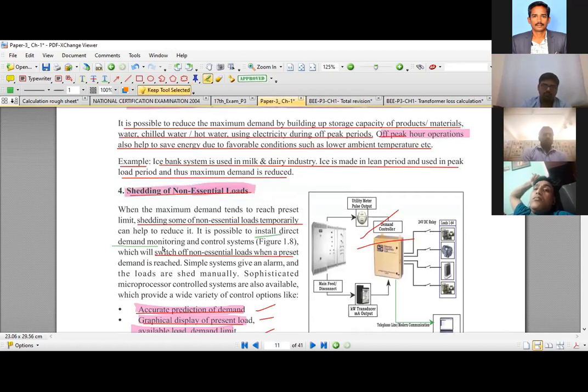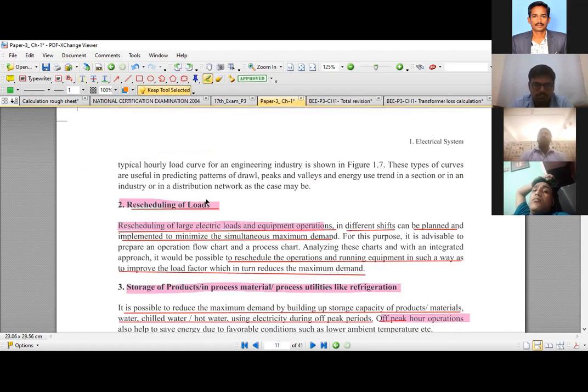They will not ask for deep level, you just have to write the 5 points. One is first load curve analysis, second is that load you have to shift, reschedule. Next step, the food industries and the storage product, they are using the ice bank. You tell them to use non-peak hours, store in the ice bank, then use it in the daytime.